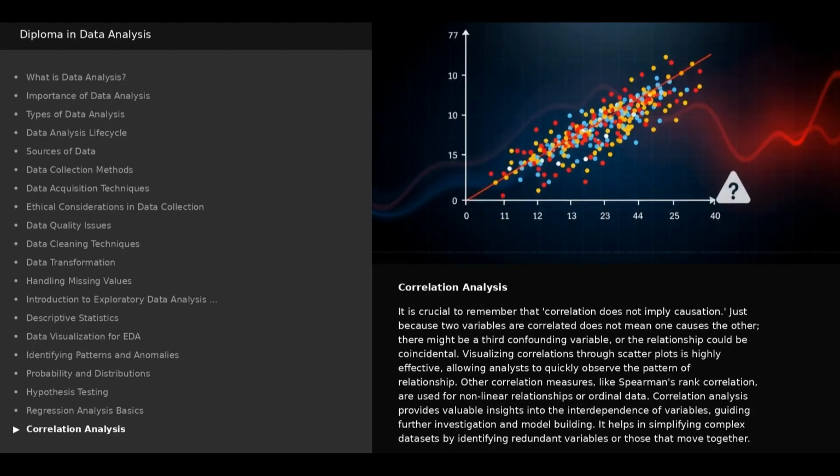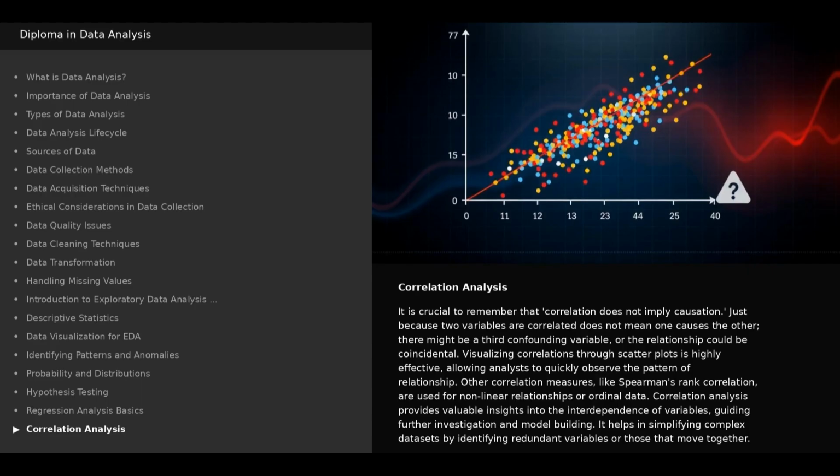It is crucial to remember that correlation does not imply causation. Just because two variables are correlated does not mean one causes the other. There might be a third confounding variable, or the relationship could be coincidental.